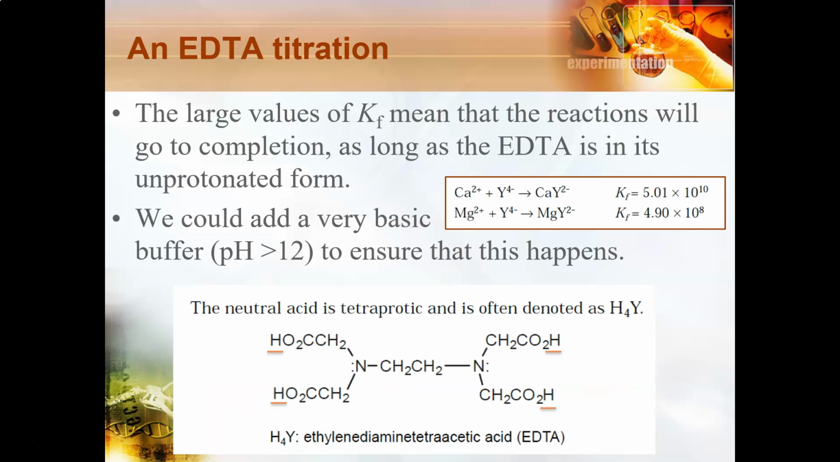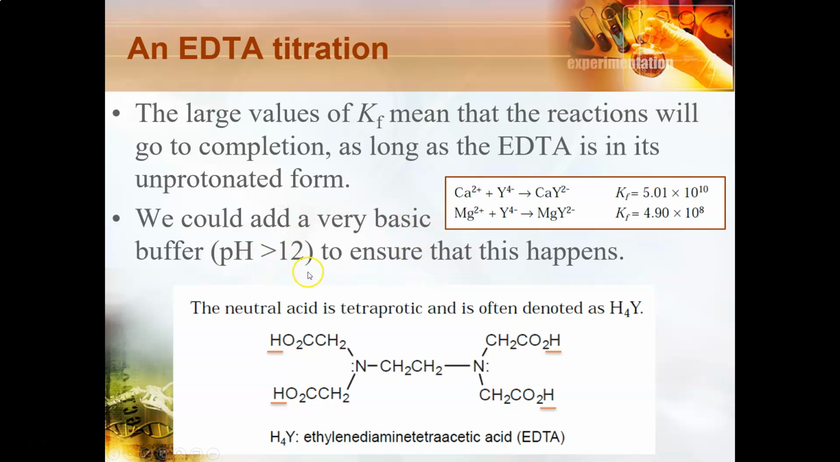So again, the large values of the Kf means the reaction will go to completion as long as the EDTA is in its unprotonated form. So this Y4 minus means that the EDTA is in its unprotonated form. So we say H4Y when the protons are there, but when we take off the protons, it's in the Y4 minus form. So we want to make sure that that happens.